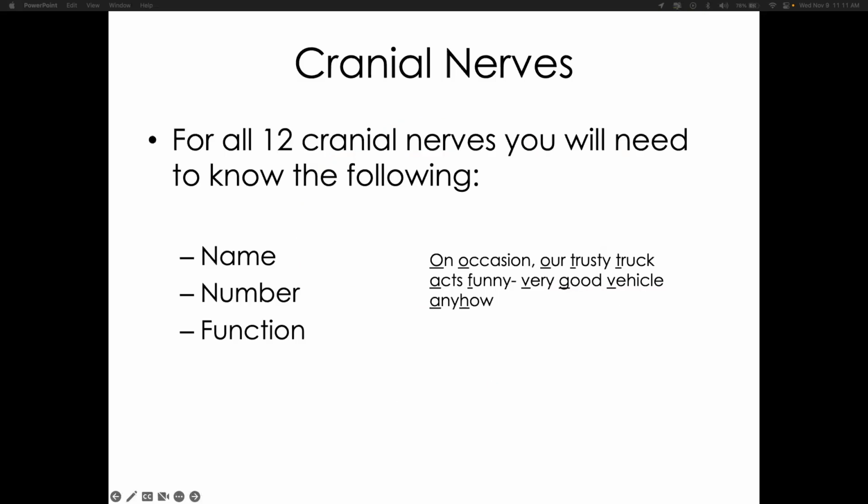So now we're going to go over the cranial nerves. There are 12 of them. You need to know the name, their number, and their function. This is probably going to be the hardest slide for you guys to remember for this unit, in my opinion. The easiest way to remember them is to use the mnemonic: On occasion, our trusty truck acts funny. Very good vehicle anyhow. So that's what we use to remember the order of our cranial nerves.